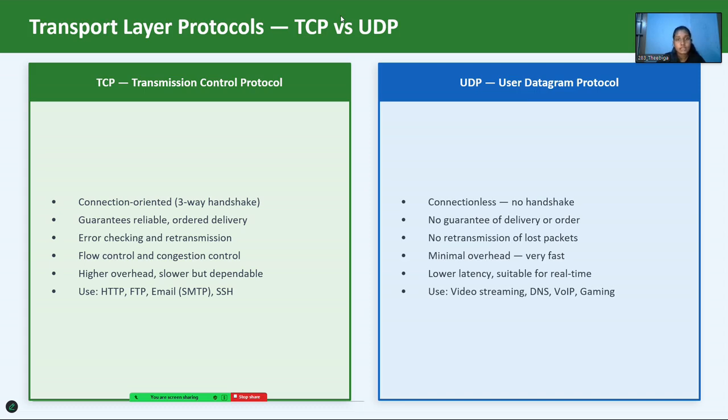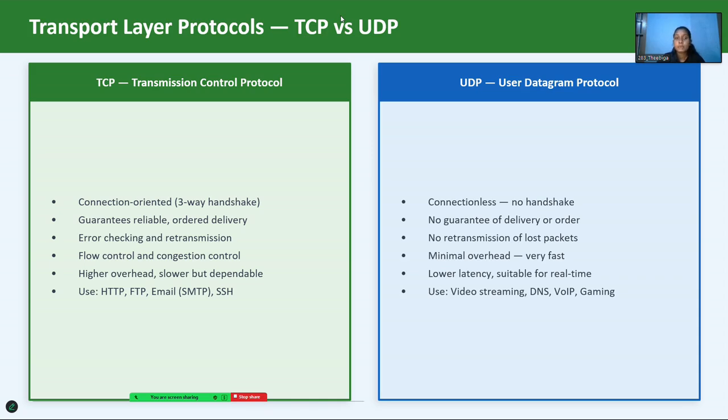It establishes a connection using a three-way handshake before any data is sent, guarantees that packets arrive in the correct order, and retransmits anything that gets lost along the way. It also manages flow and congestion control. The trade-off is overhead. All that checking takes time and bandwidth. TCP is ideal where accuracy matters. Web browsing, email, file transfers, and SSH all use TCP.